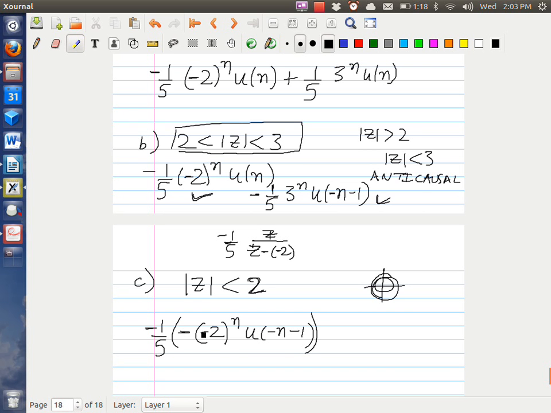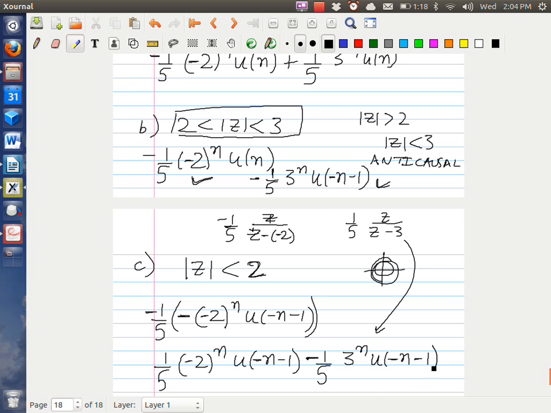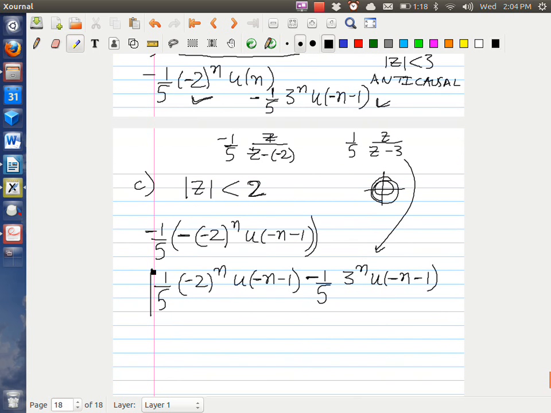So just to spell it out, I'm putting in all the negative signs, but this simplifies to 1 over 5 negative 2 to the n u of minus n minus 1. The second term was 1 over 5 z over z minus 3. So for that, the anti-causal inverse should be, so 1 over 5, then the negative sign, 3 to the n u of minus n minus 1. And that's the answer. Both of them are anti-causal this time.